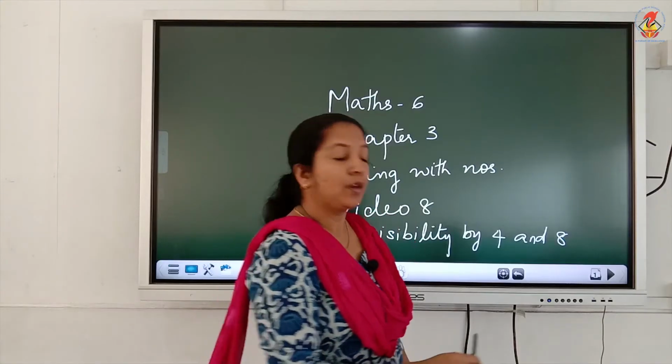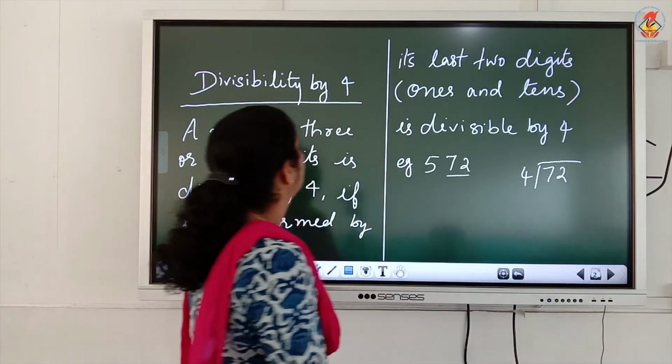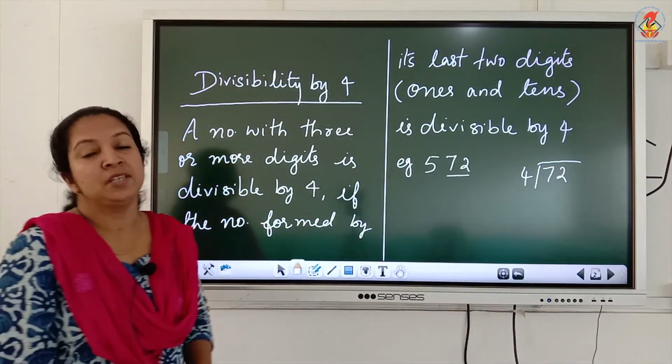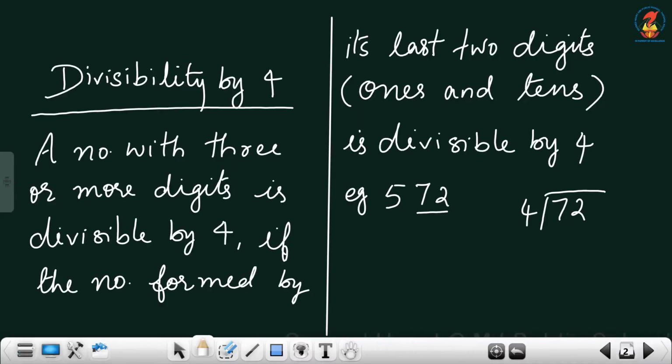Divisibility by 4 and 8. First one, divisibility by 4. A number with 3 or more digits is divisible by 4 if the number formed by the last two digits, that is ones and tens place, is divisible by 4.